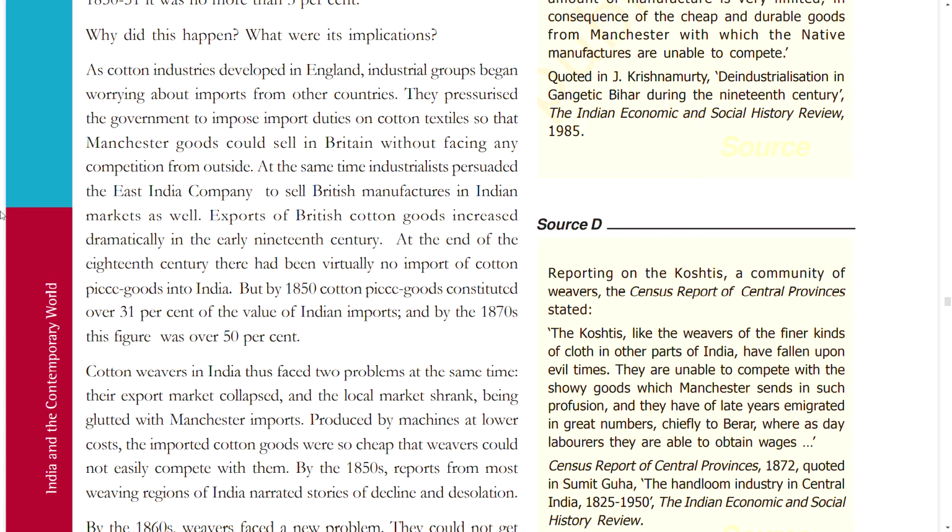As cotton industries developed in England, industrial groups began worrying about imports from other countries. They pressurized the government to impose import duties on cotton textile so that Manchester goods could sell in Britain without facing any competition from outside. At the same time, industrialists persuaded the East India Company to sell British manufactures in Indian markets as well.